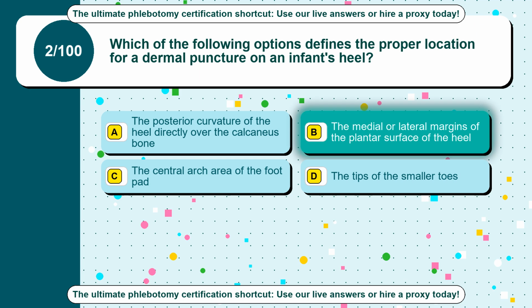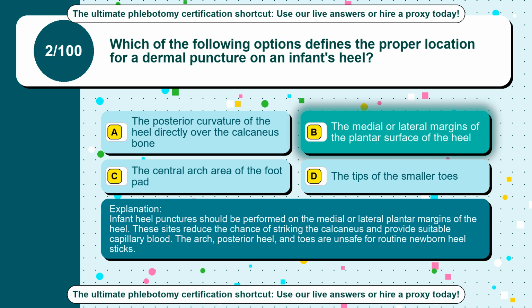The correct answer is option B. The medial or lateral margins of the plantar surface of the heel. Infant heel punctures should be performed on the medial or lateral plantar margins of the heel. These sites reduce the chance of striking the calcaneus and provide suitable capillary blood. The arch, posterior heel, and toes are unsafe for routine newborn heel sticks.